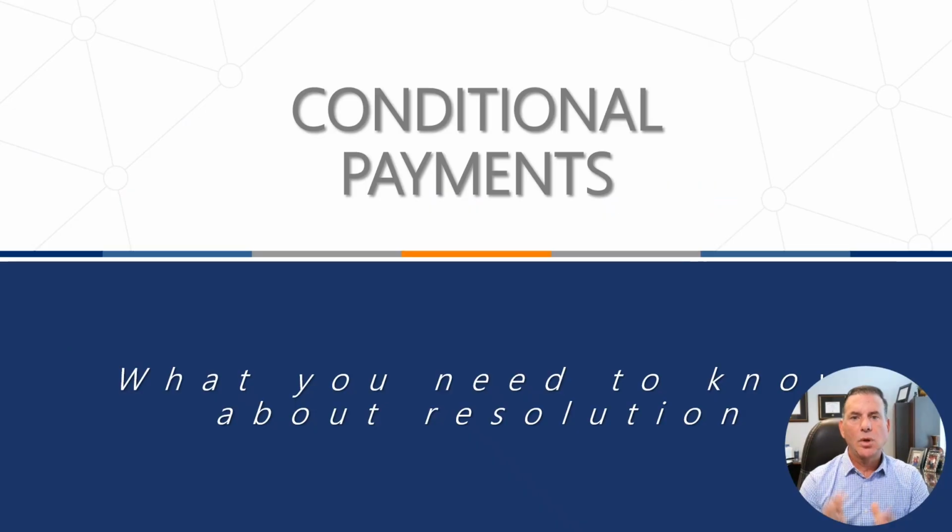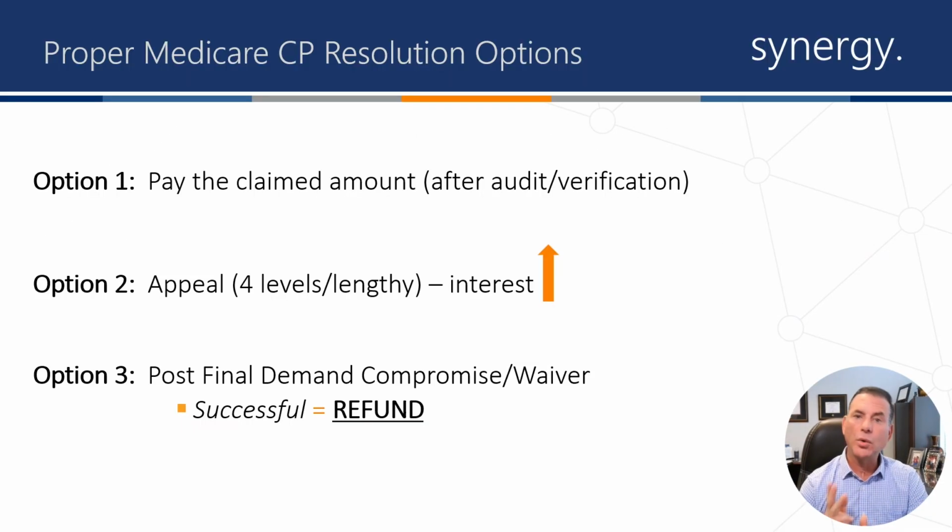With that process background, now let's talk a bit about the resolution methods for conditional payments. There really are only three different ways that ultimately you can resolve a Medicare conditional payment. First is pay the amount that's claimed after audit and verification and based upon the procurement cost reductions, which I'll talk about in a minute in terms of the formulas. Second option is you can appeal the amount.